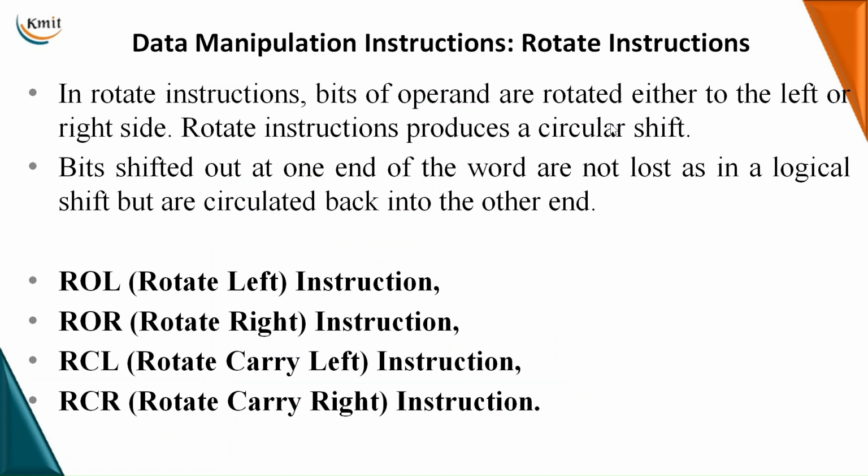So bits shifted out at one end of the word are not lost. In this case there is no loss of information because you are just moving the bits of the register from one end to the other end. You are not discarding any bits or appending any bits. So they are divided into four types: rotate left, rotate right, rotate left through carry, and rotate right through carry.